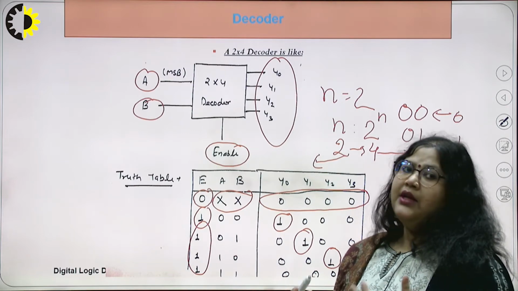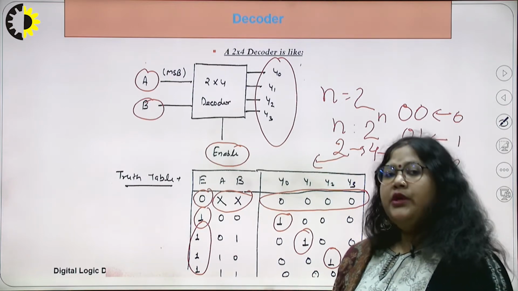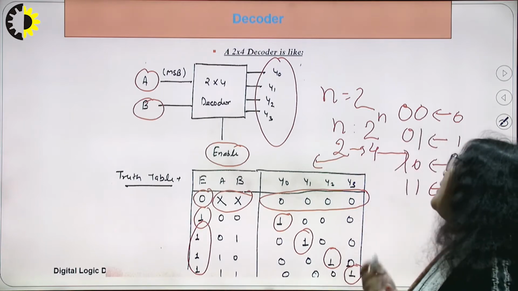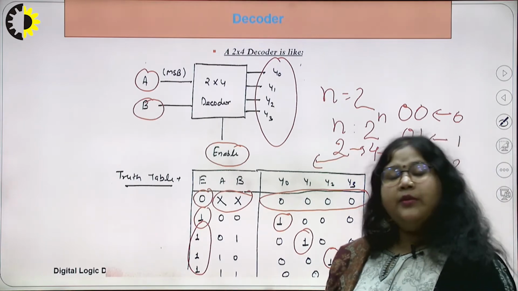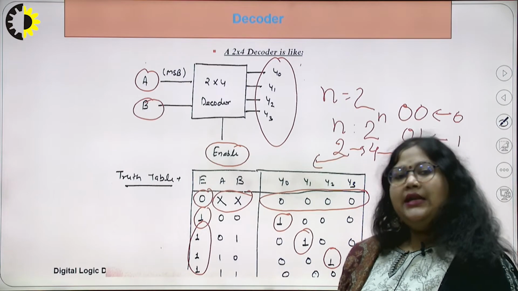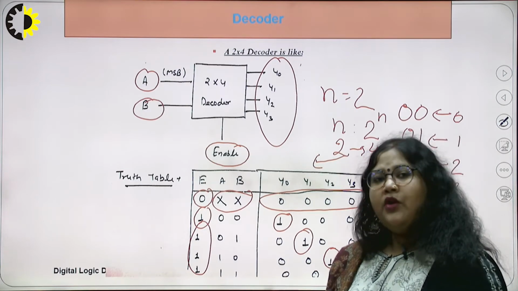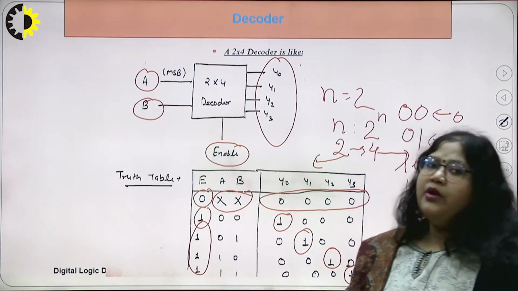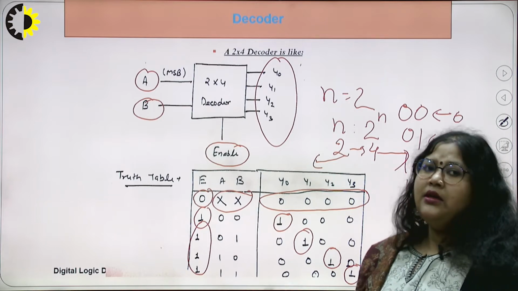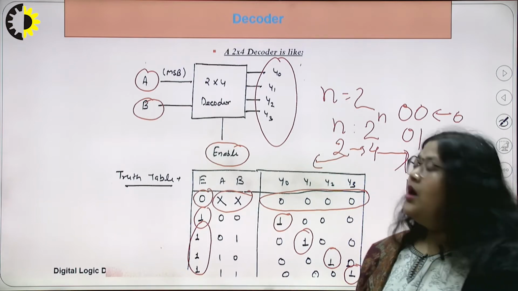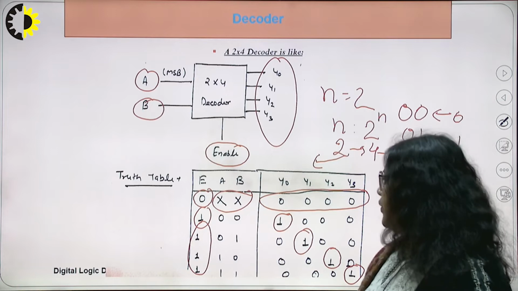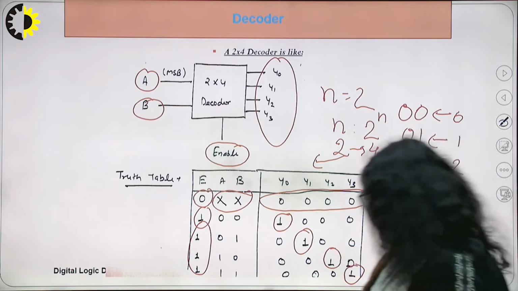When we have 2 inputs, it produces 4 outputs. With the same processing, if we have 3 inputs, it produces 8 outputs. When we have 4 inputs, it produces 16 distinct outputs. So this is the basic working of the decoder. Now let us move on to the previous slide.